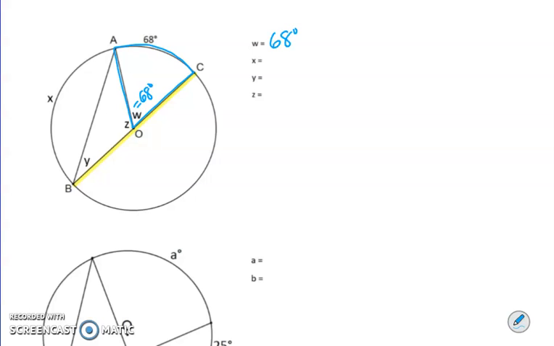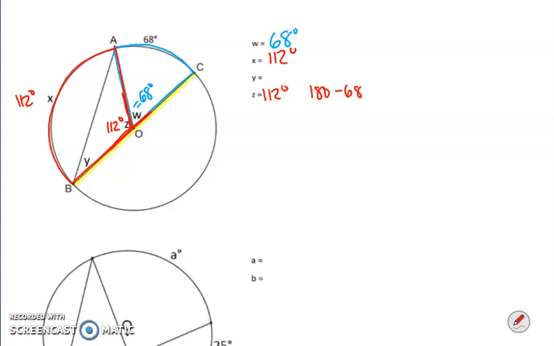On the other side of that, this angle, Z, forms a straight line with W. So together, those two have to add to 180. So Z is going to be 180 minus 68. All right, so that is, what, 112? So Z is 112. And then X is the arc of this central angle. So the central angle is equal to the arc. So that's got to be 112 degrees.